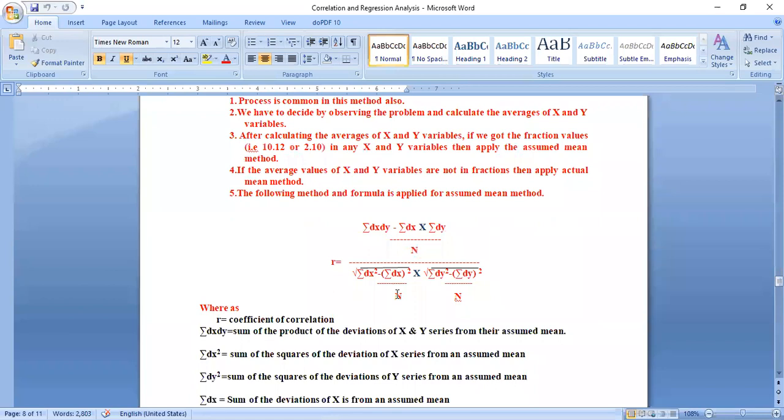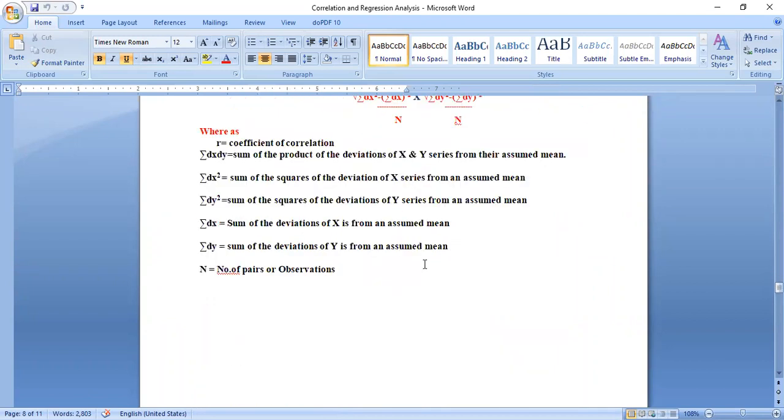Yesterday what we discussed regarding the actual mean method was sigma x into sigma y divided by under root sigma x square into sigma y square. So observe the problem carefully.